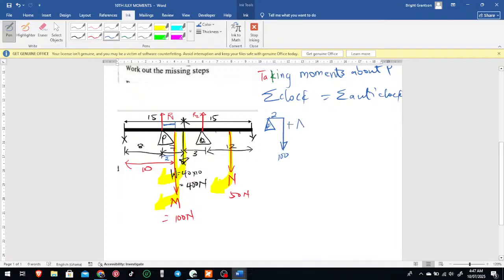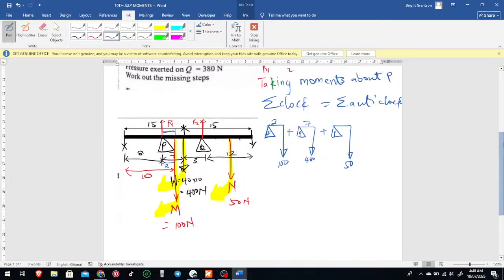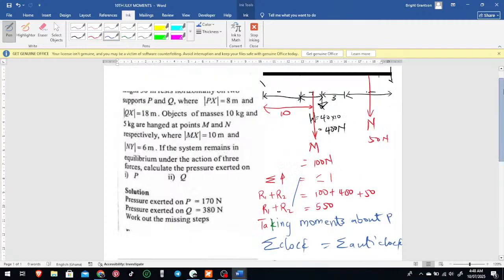Plus another moment from P to the weight of 400 newtons. From P to that one is 7. Plus another clockwise force, which is from P to N, which is 15 newtons. What's the distance from P to N? If here is 12 and here is 3, then the distance is 6 meters.